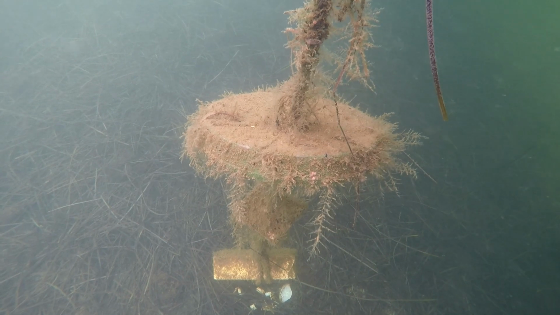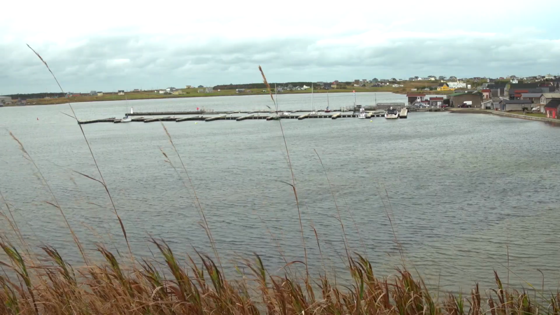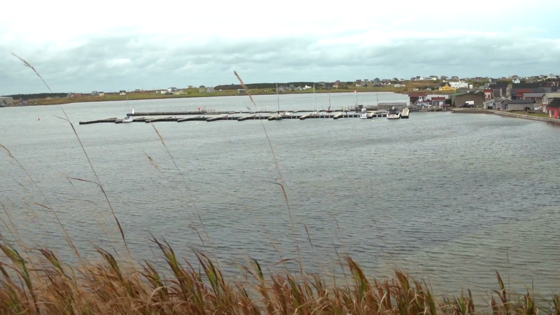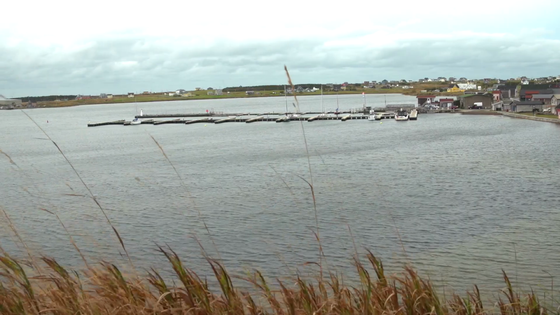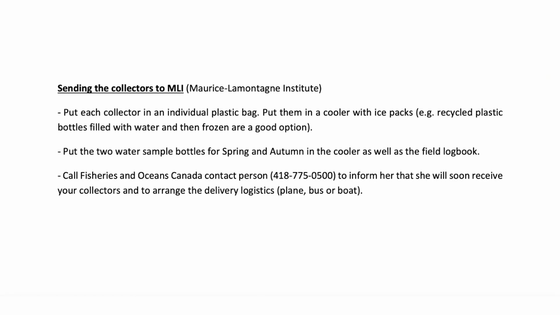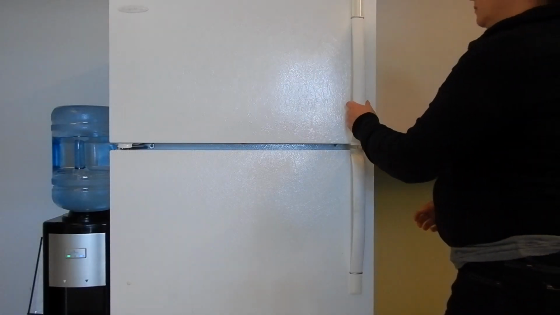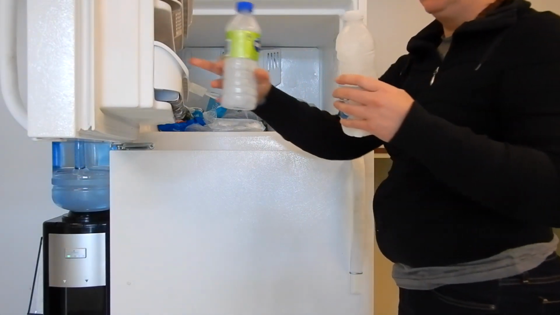A few days before beginning the retrieval of the collectors, get in touch with your contact person at Fisheries and Oceans Canada to discuss the approximate dates of your visit to the site so that the return of your collectors can be planned. That person could have specific instructions for you. You will find this person's coordinates in the first pages of your field logbook. Use empty recyclable plastic bottles, such as 500 ml bottles, to freeze some water.